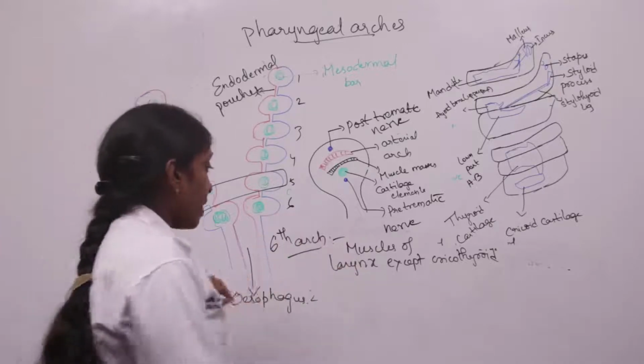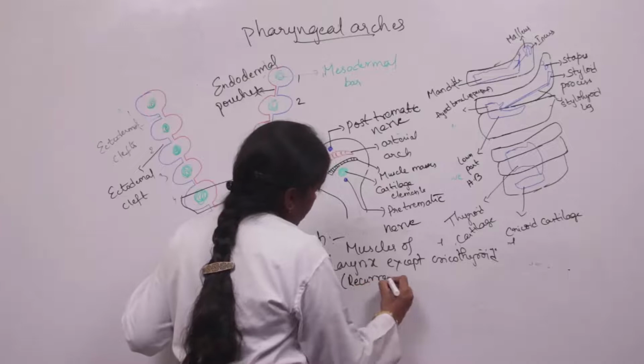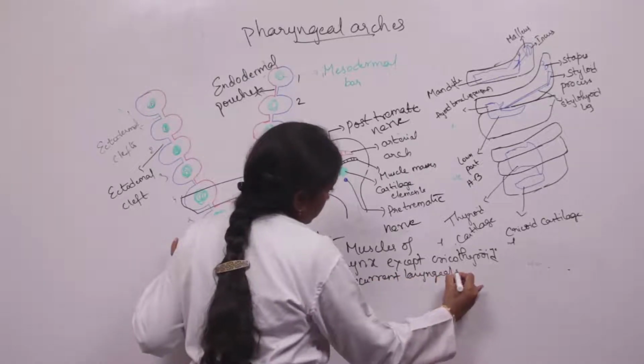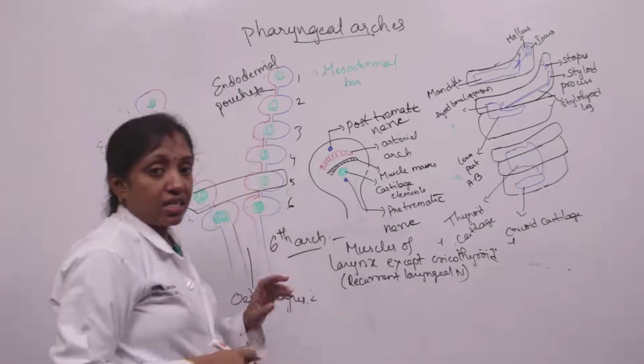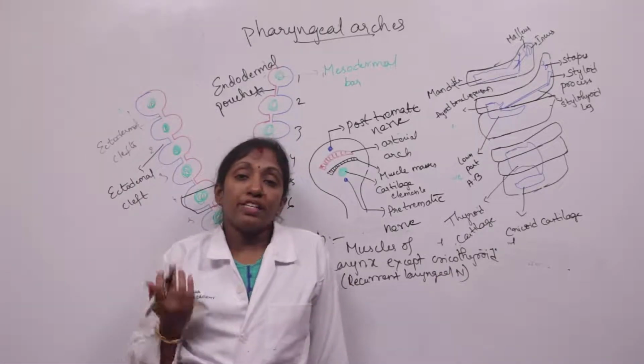That's why they are supplied by the recurrent laryngeal nerve, which is nothing but the nerve of the sixth arch. So these are the muscle masses derived from the mesodermal arches.